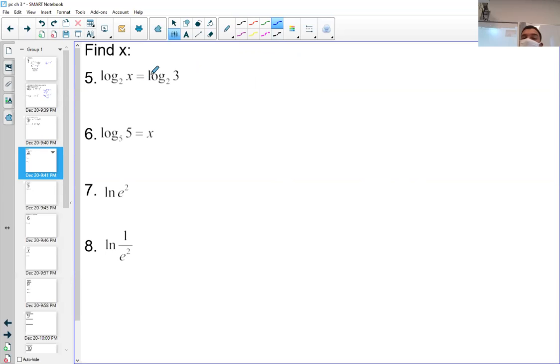Log base 2 of x equals log base 2 of 3. Wait a second. The logs exactly match on both sides, so I could cancel both of them out, which means, oh, the bases match. Yeah, so x equals 3. You can only do that if the bases match.